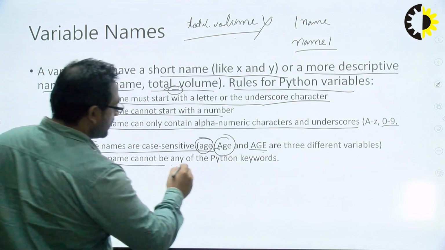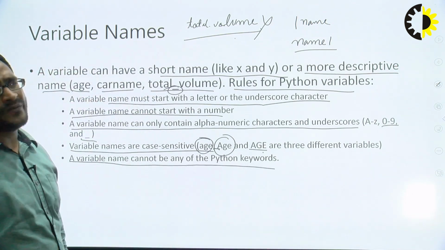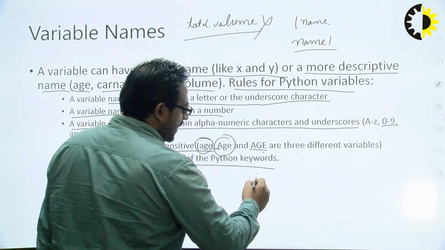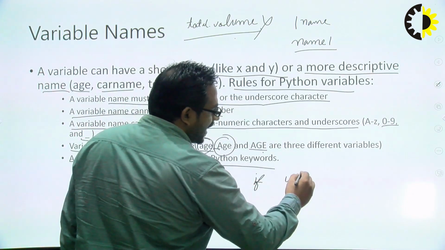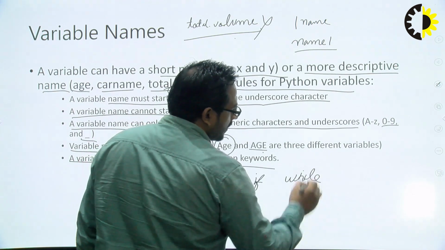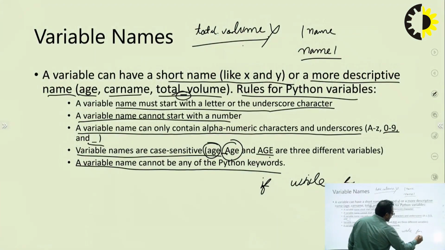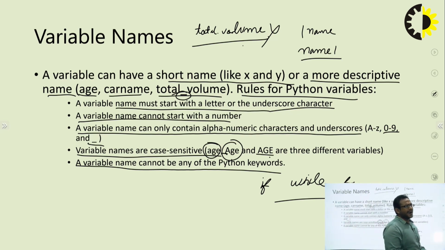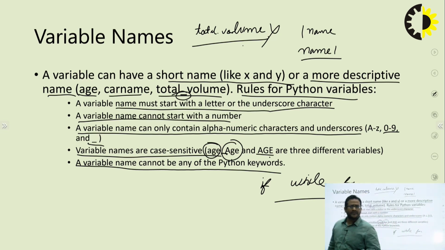A variable name cannot be any Python keyword. Predefined keywords cannot be used as a Python variable name. For example, you cannot create a variable named if, while, or for. Any Python keyword you cannot use to create a variable. So these are the things you have to remember. Okay. And these are the common rules which are followed by any other programming language. Whenever you learn C, Java, or any other programming language, the same rules are followed by them. Okay.